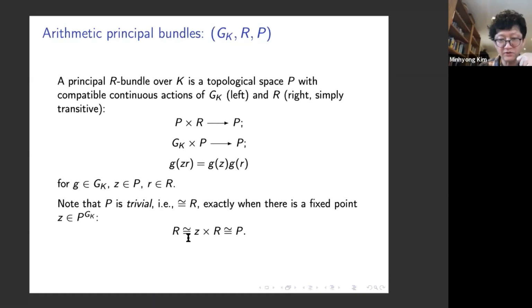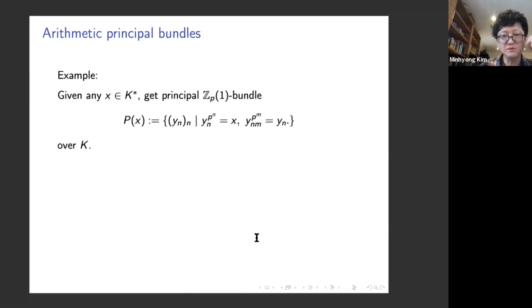If you have such a thing, you get an isomorphism between R and P with the Galois action, again, just by acting on Z. But just picking a random point will not give you such an isomorphism because you're considering it with the Galois action. So here's an example.